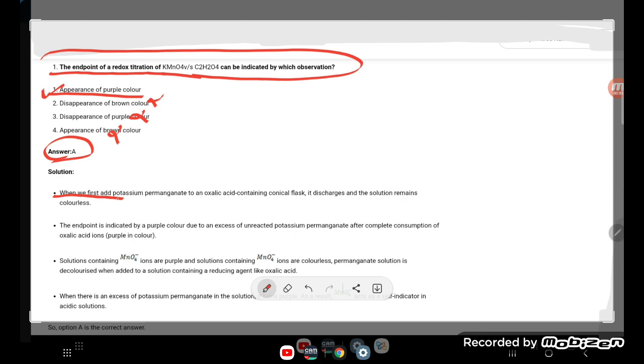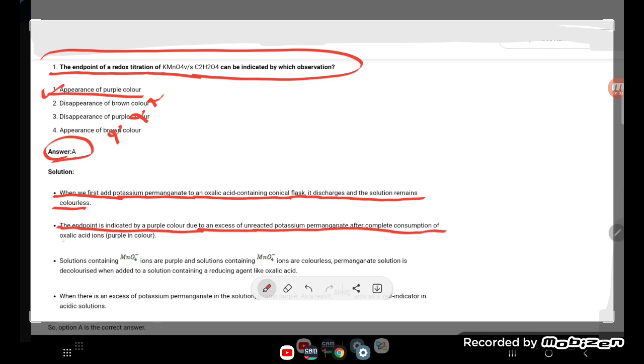When we first add potassium permanganate to an oxalic acid containing conical flask, it discharges and the solution remains colorless. The end point is indicated by purple color due to an excess of unreacted potassium permanganate after complete consumption of the oxalic acid. Purple color.